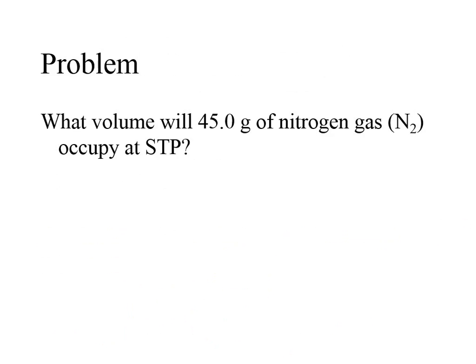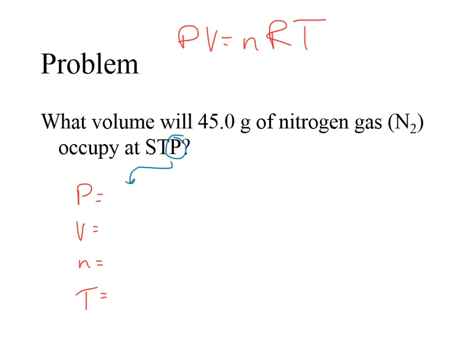To work this, we're going to use PV equals nRT. This is going to feel very similar to what we already did today. What volume will 45.0 grams of nitrogen gas occupy at standard temperature and pressure? I'm going to show you how similar this is. P is equal to, V is equal to, n is equal to, T is equal to. Our pressure, if it's standard pressure, is 1.000 atmosphere.